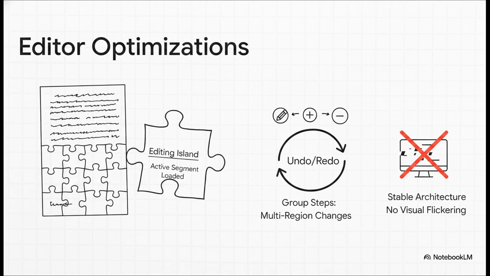It allows for optimizations like group steps, where massive structural shifts, say globally renumbering an entire legal code, are compiled into a single undo/redo action. It also uses neat tricks like editing islands, where it only loads the exact tiny segment of the law you're actively tweaking. That keeps your browser from crashing under the weight of massive statutes, and it completely prevents the screen from flickering when multiple lawmakers are collaborating at the same time.